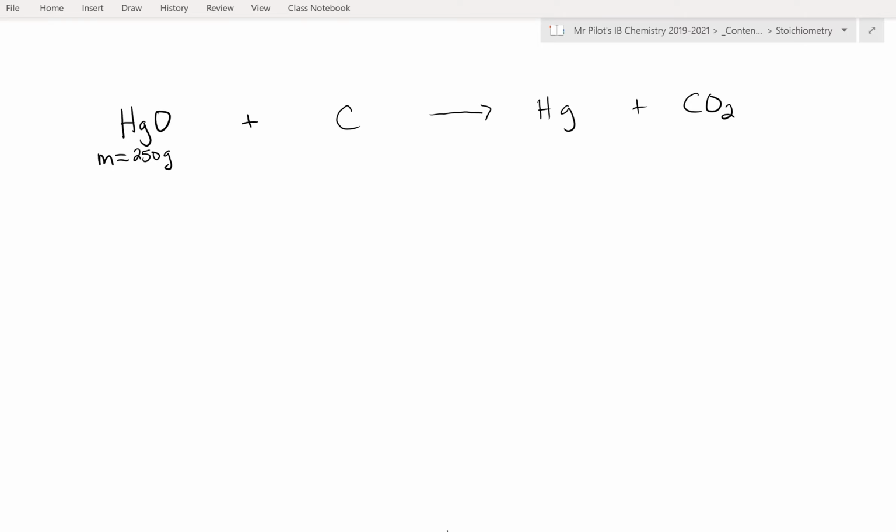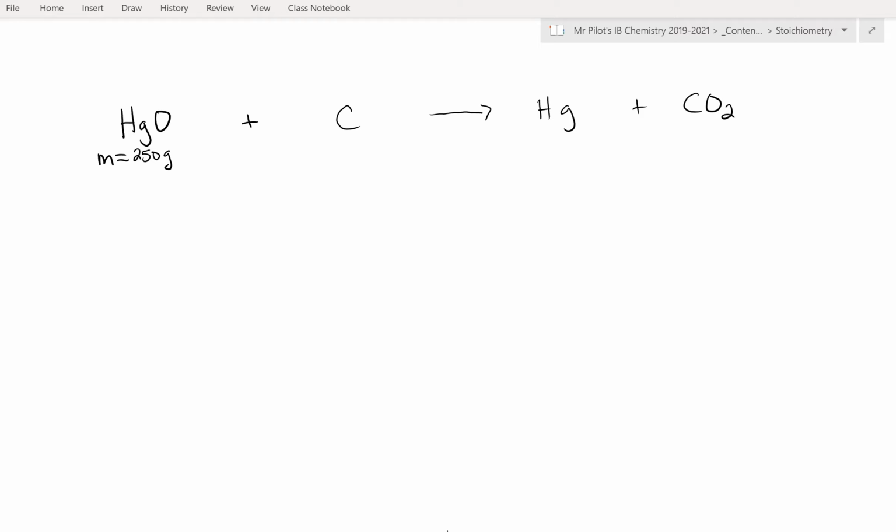Okay, here's a brief little video going over how to do some simple molar calculations. This is stoichiometry, so what we're trying to achieve here in this video is determine the mass of other maybe reactants or products within a chemical reaction. And so we'll take a look at this example here.